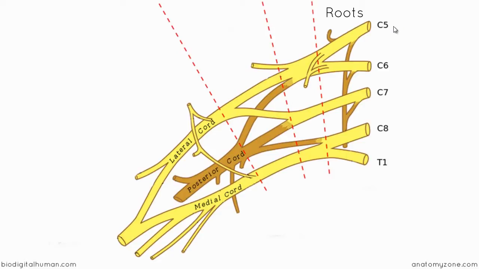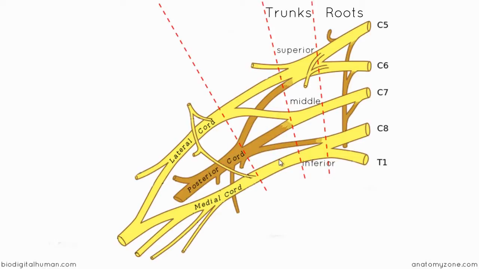Like I mentioned, the brachial plexus is formed from the ventral rami of spinal nerves C5 to C8 and most of the anterior ramus of T1. So these are called roots, and then these roots form trunks. C5 and C6 converge to form the superior trunk. C7 continues to form the middle trunk, and C8 and T1 form the inferior trunk.